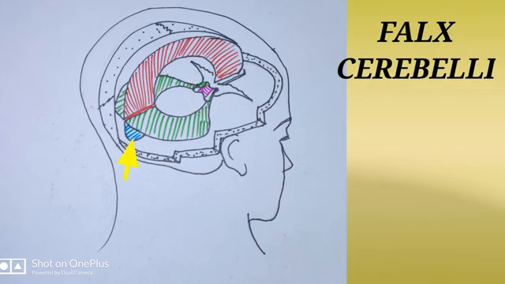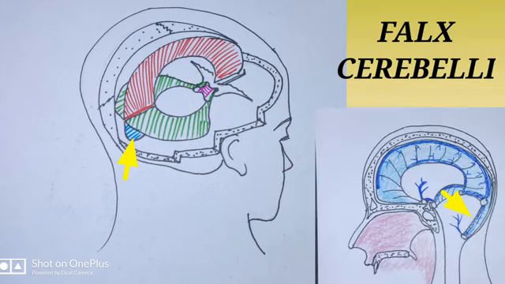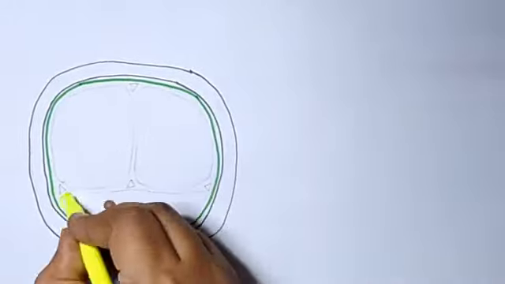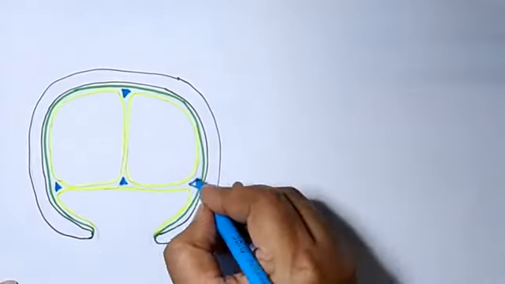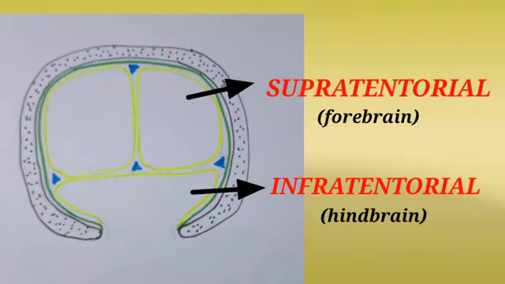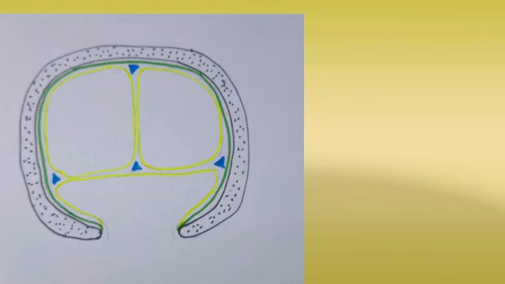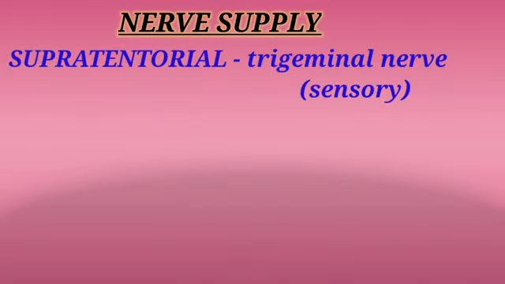Lastly, the falx cerebelli lies in the posterior cranial fossa. It is attached to the inferior surface of the tentorium cerebelli and to the internal occipital crest. It contains the occipital sinus. The tentorium cerebelli divides the cranial cavity into a supratentorial compartment containing the forebrain and the infratentorial compartment containing the hindbrain.